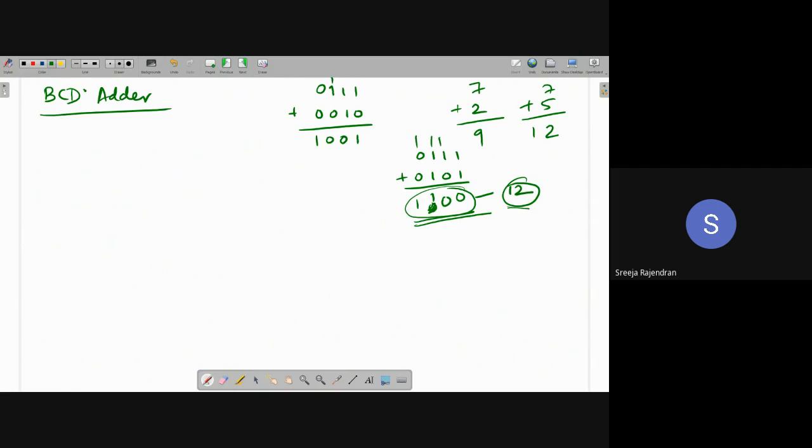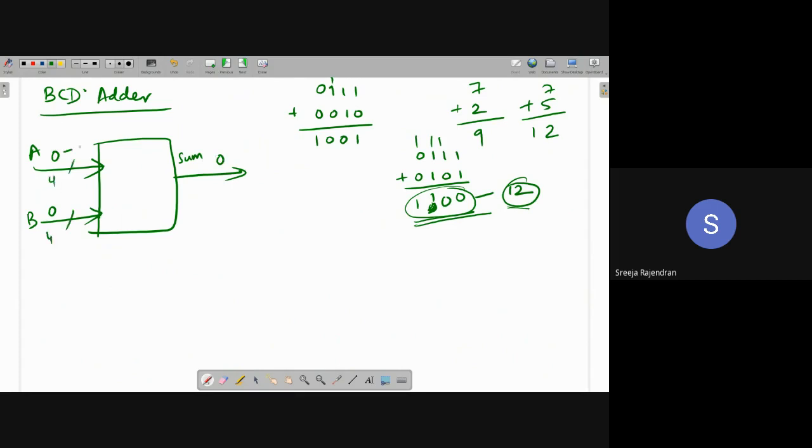So now I have to look for a mechanism by which I can change a binary sum to a BCD sum. I have to do something to do that. Now if I see a binary adder, it has two numbers, A and B. It could be 4 bits each. The minimum value could be 0, right? Both the numbers can be 0, so my sum is going to be 0.